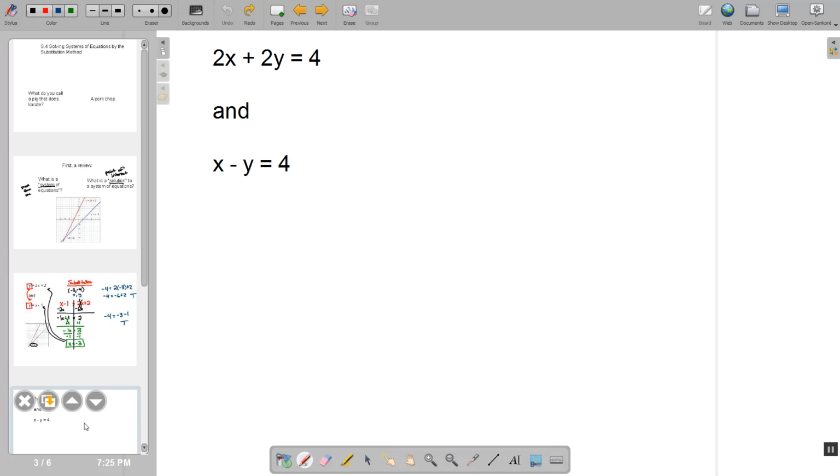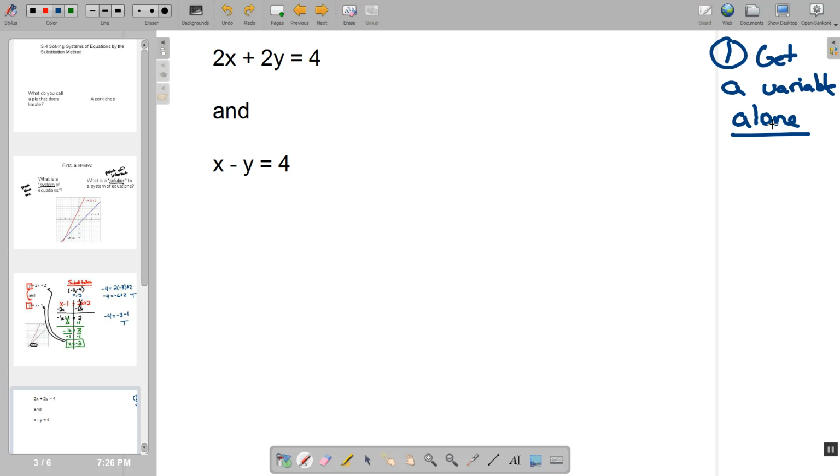So now that we've covered the basics of the substitution method, I'm going to show you what it actually looks like. Now, you have to remember that I said the most important thing is to get a variable alone. It doesn't matter what variable. It matters that you get a variable alone. So I'm going to go down here to this bottom equation where I have one x and one y, and I want to get one of those variables alone.